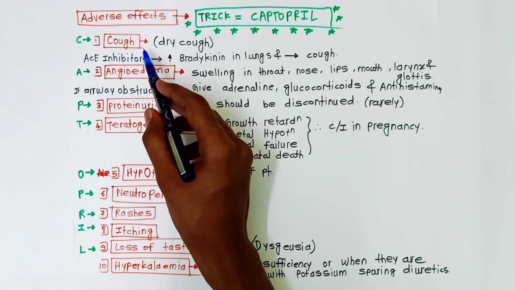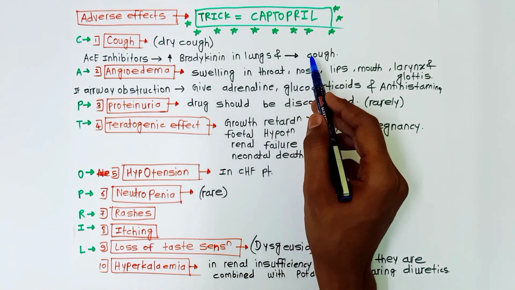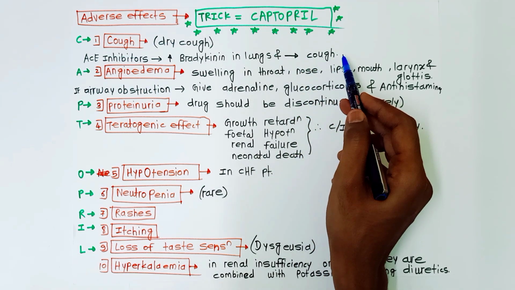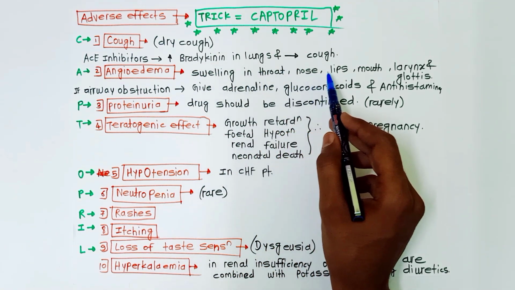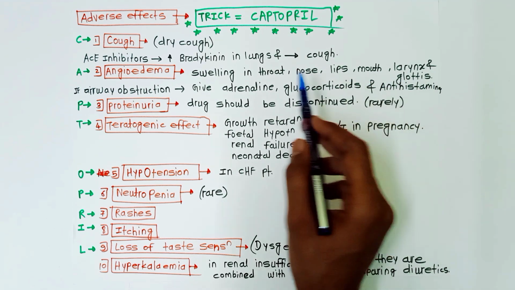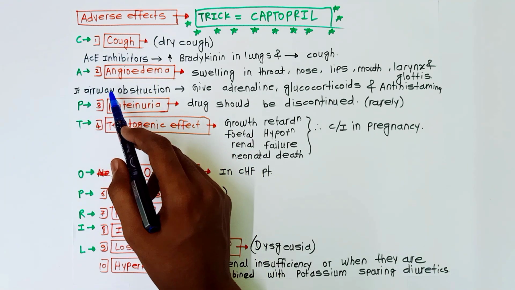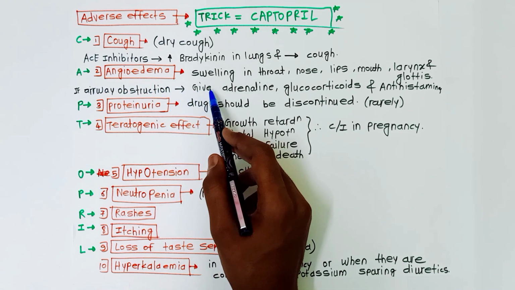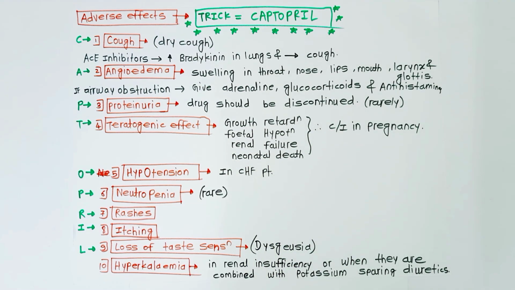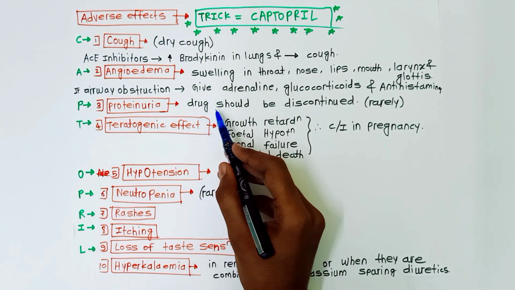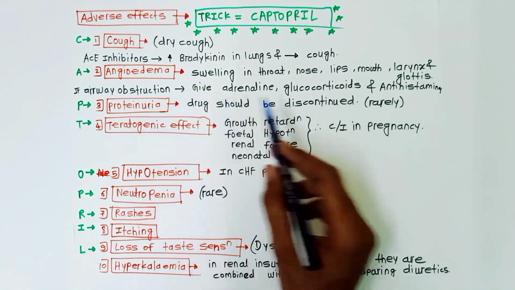C for cough, it is dry cough. ACE inhibitors increase bradykinin levels in the lungs, and which ultimately leads to cough. A for angioedema. Angioedema means swelling in throat, nose, lips, mouth, larynx and glottis. If there is airway obstruction in case of angioedema, give adrenaline, glucocorticoids and antihistamines. P for proteinuria. The drug should be discontinued for this adverse effect, and it rarely occurs.